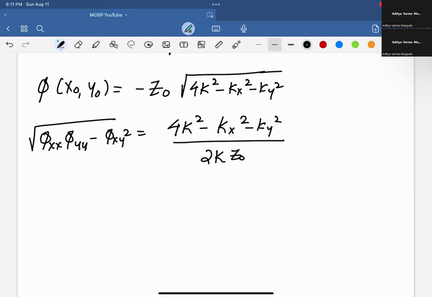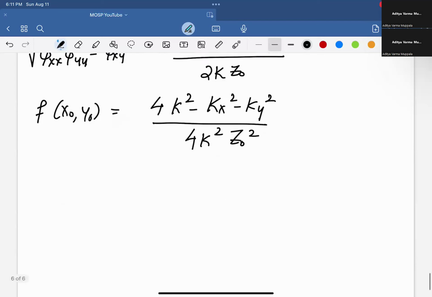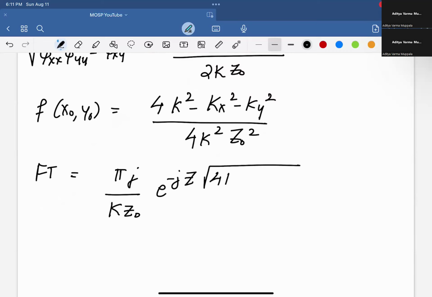We have to recompute f at x naught, y naught, but that's straightforward. I've done it already. It gives you (4k squared minus kx squared minus ky squared) over 4k squared z naught squared. Substituting all of this, the Fourier transform is equal to pi j over k z naught, e to the minus j z naught square root of 4k squared minus kx squared minus ky squared.